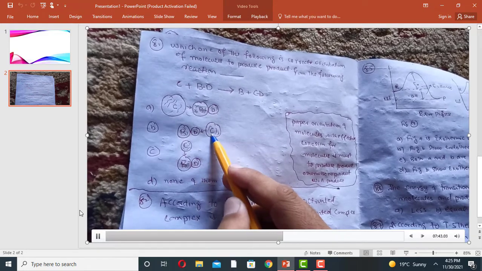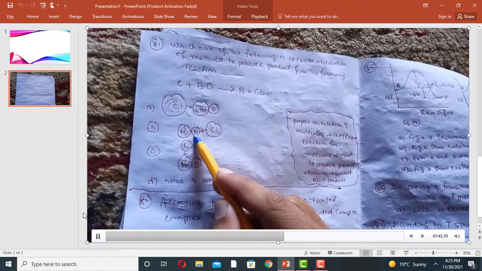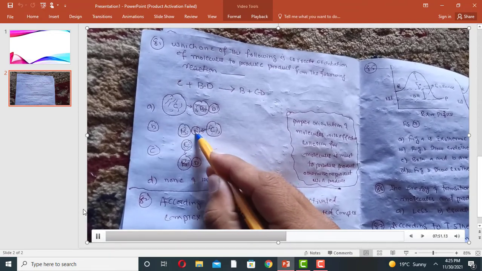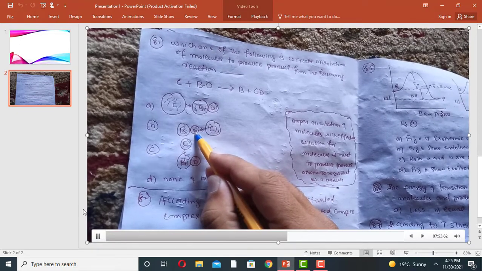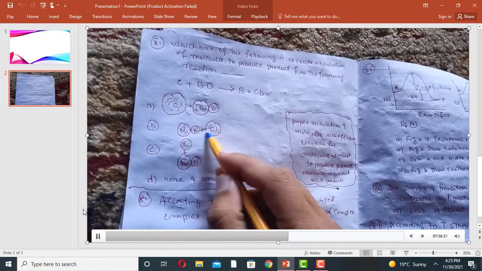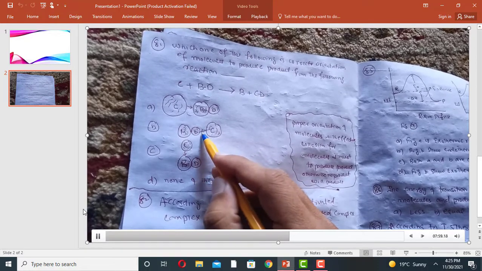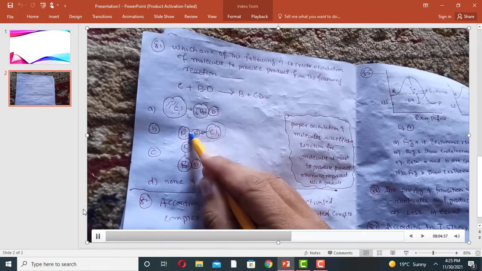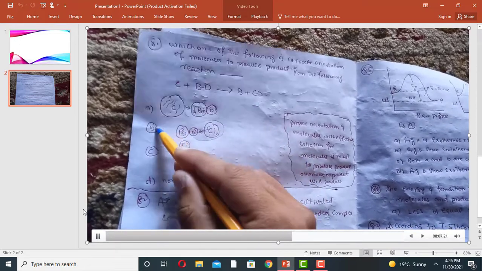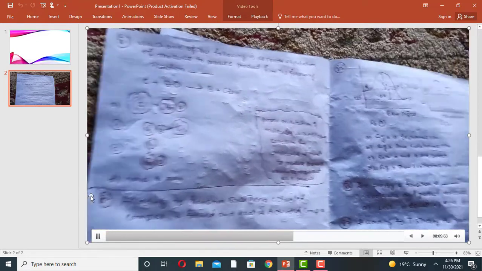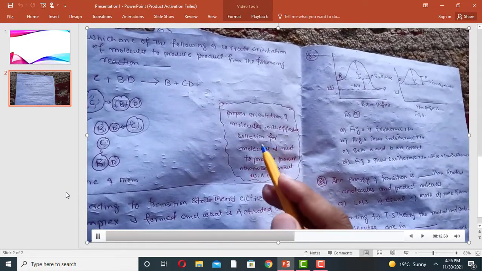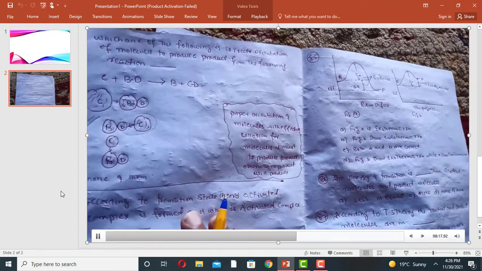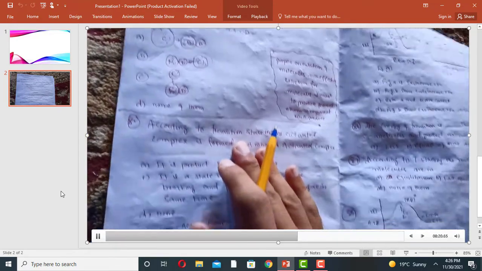So when the C molecule comes toward this molecule in the correct orientation, like in this direction, then C and D will give us the product. C and D will form one product and B will be the other product. So this one is the correct option according to collision theory. Proper orientation of molecules with effective collision is a must to produce the product. Otherwise, no product will be produced. This is the collision theory.